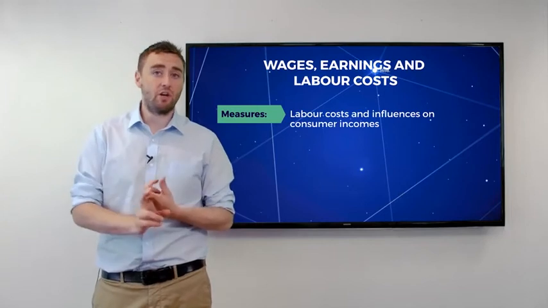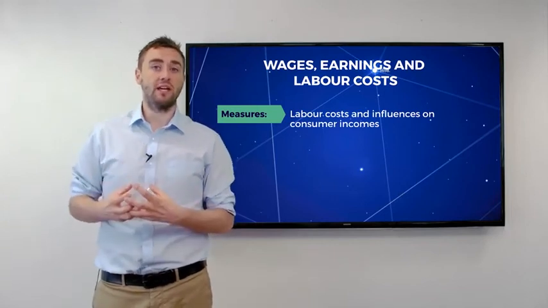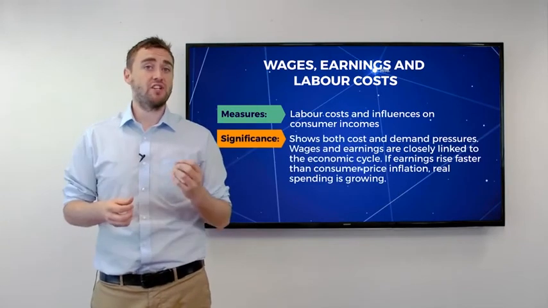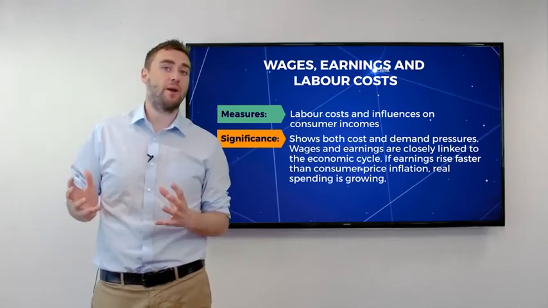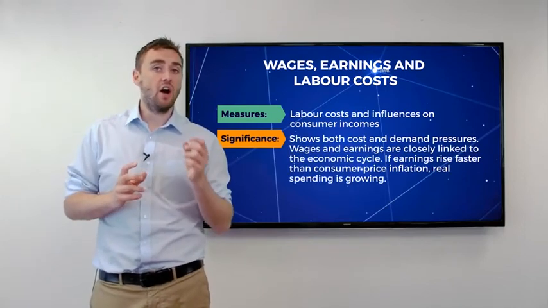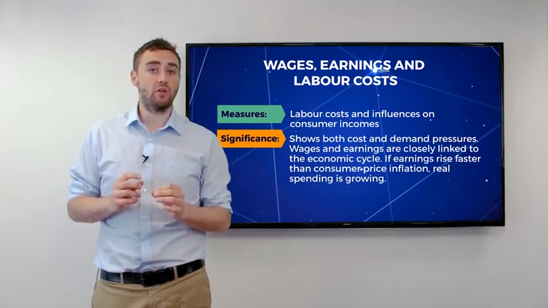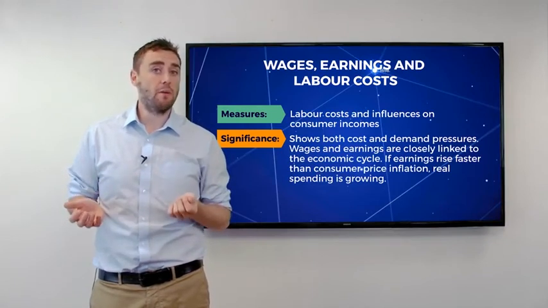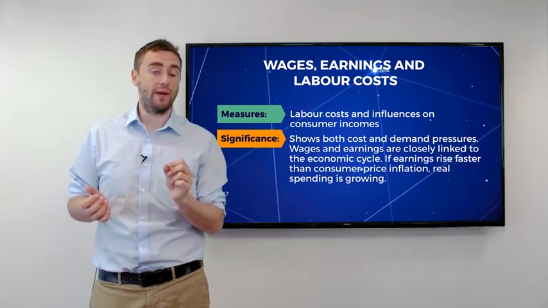Then we have wages, earnings and labour costs. These measure labour costs and the influences on consumer incomes. Of course, it's significant because it shows both cost and demand pressures. Wages and earnings are closely linked to the economic cycle. If earnings rise faster than consumer price inflation, real spending is growing.